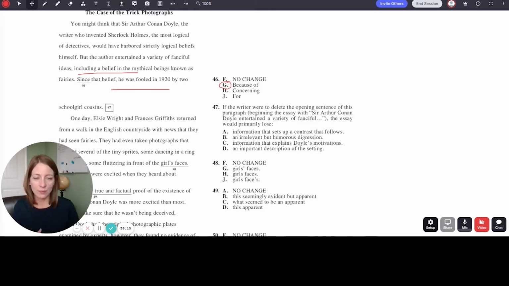Okay. Information that sets up a contrast. That's true. There is a contrast. An irrelevant but humorous digression. No. Information that explains Doyle's motivations. No. An important description of the setting. No. I would say A. It does give information that sets a contrast that follows.